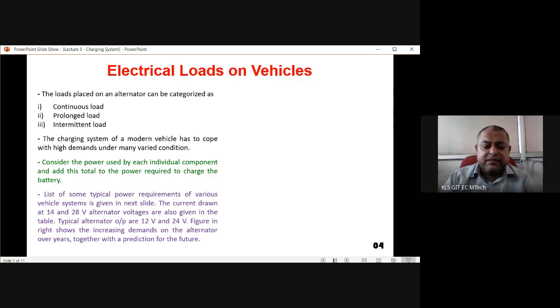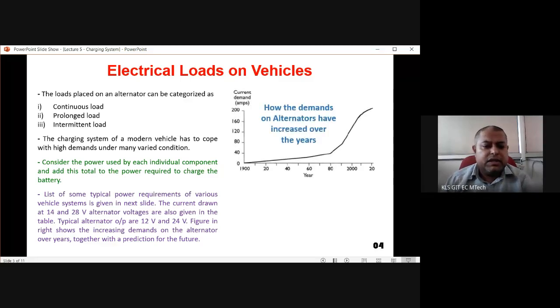There is a figure on the right that shows the increasing demands on the alternator over the years, together with a prediction for the future. The book was written long back, and now we are already in the future, as mentioned by the book author Denton. All these things can be found in the 6th chapter of Denton. The 5th chapter is the battery, the 6th chapter is the charging system.